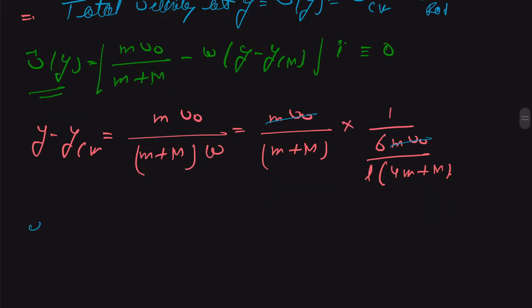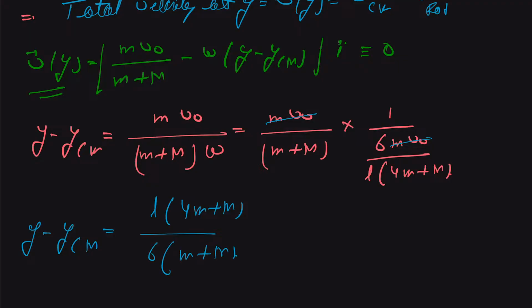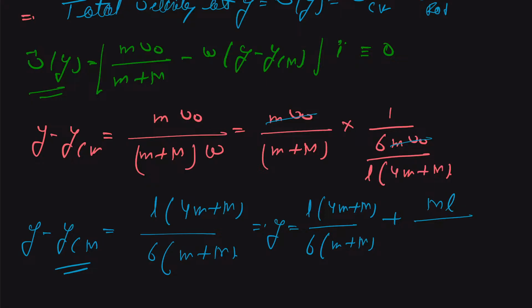So we get y minus ycm will be equal to, taking this in the numerator, L times 4m plus capital M over 6m plus capital M. This ycm we also know, therefore we can say y is equal to L times 4m plus capital M over 6m plus capital M, plus ycm, and ycm is m L over twice m plus capital M.